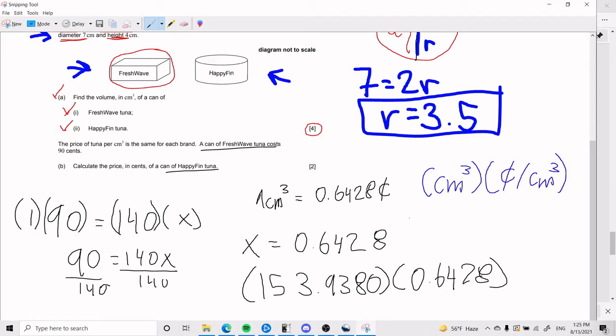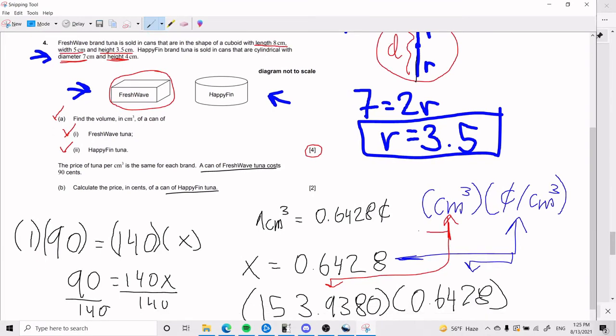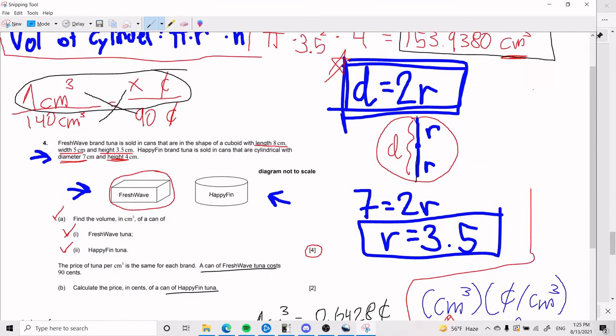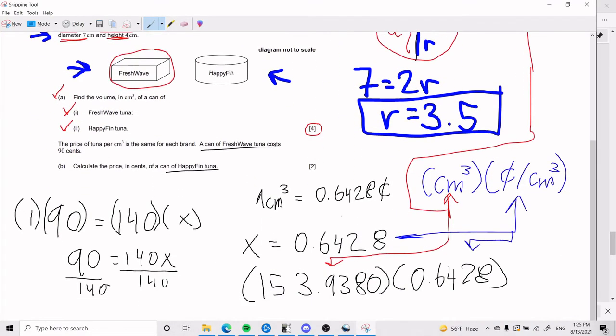Essentially, what we're doing here is my amount of centimeters cubed times the cents I get per centimeter cubed, right? So the cents I get per centimeter cubed is the 0.6428, and the amount of volume that I am dealing with is 153.9380, which is the same number we got for part A up here. Okay, so that is the process that we did to solve this problem.